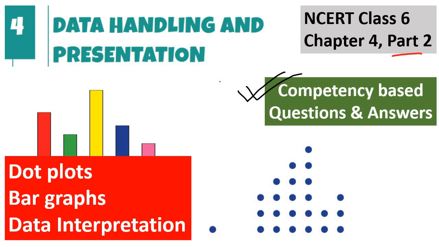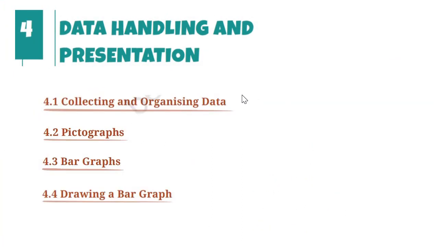In the first part we talked about data, variables, various types of them, then we talked about tally charts, and pictographs, even frequency tables and various problems. Today we are going to talk about dot plots, bar graphs, and then data interpretation, and there will be lots of competency based questions and answers. So let's start now.